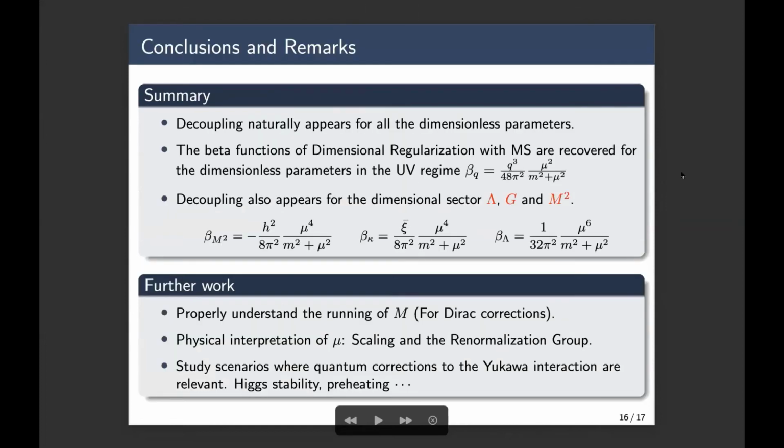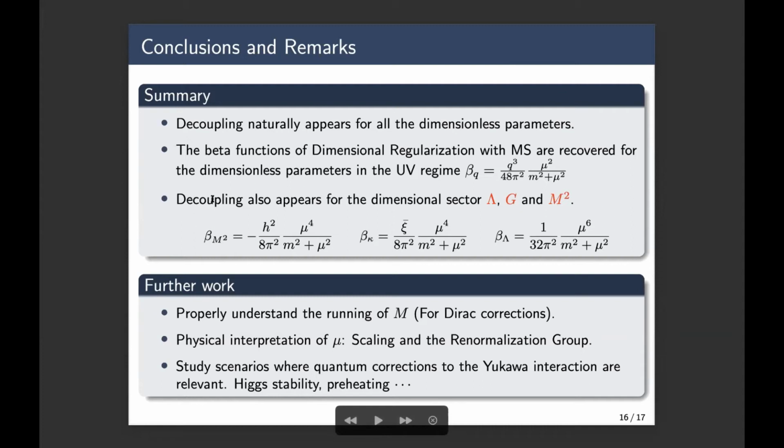So finally, I just want to conclude that we have checked that decoupling naturally appears for all the dimensionless parameters. We also recover the standard result in the ultraviolet regime given by minimal subtraction for all the dimensionless parameters. And we have also got a running of beta functions for the dimensional sector with the cosmological constant, gravitational Newton constant, and the mass of the scalar field, which obeys the decoupling property expected in the infrared regime.